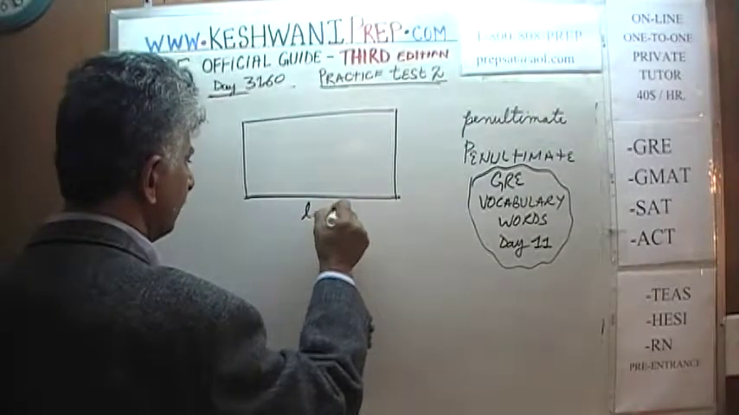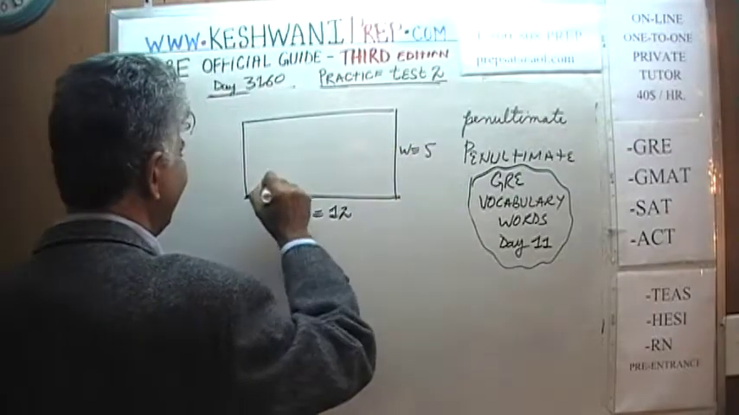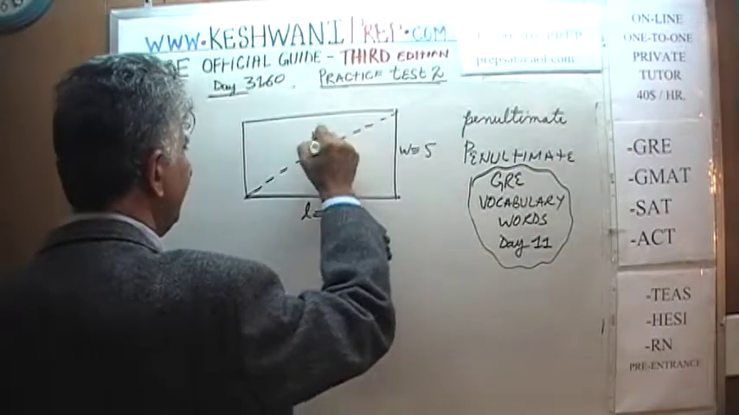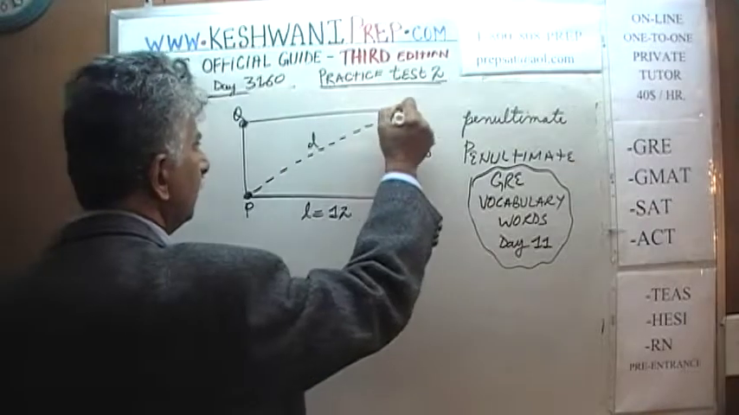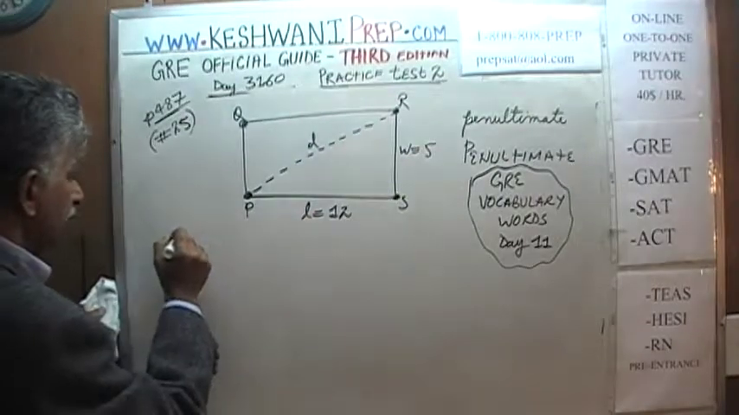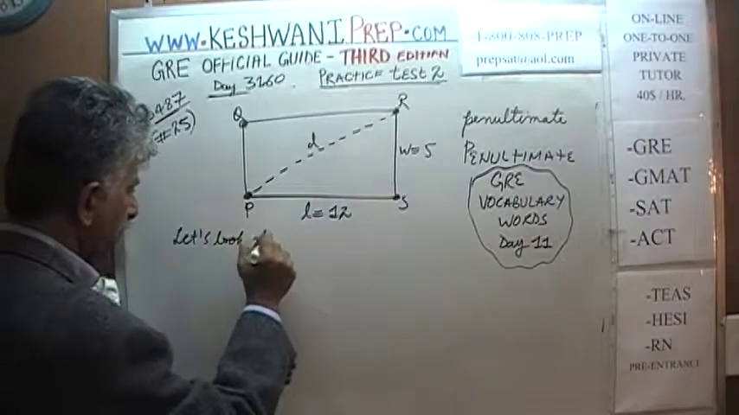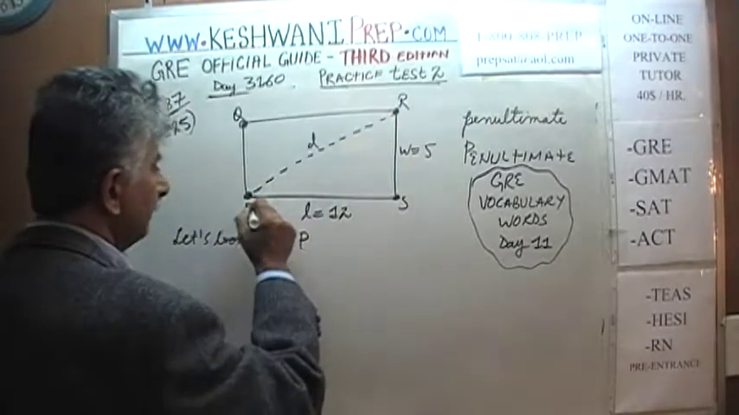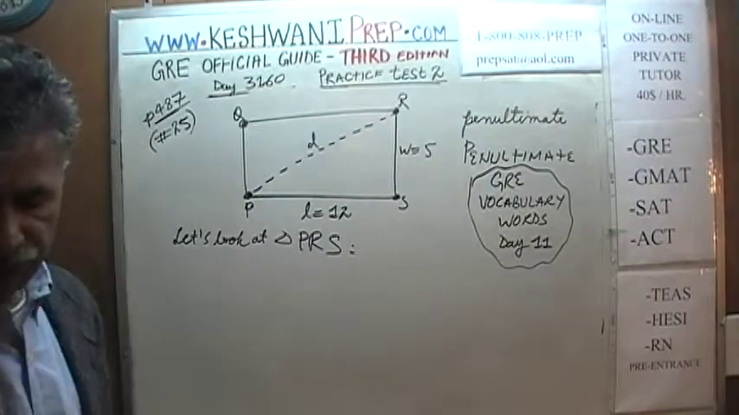Length we just found was 12. Width was given to us, which was 5. The diagonal is what we are interested in finding, D. Let's give the vertices the names P, Q, R, and S. And let's look at triangle P, R, and S. Do you notice anything?